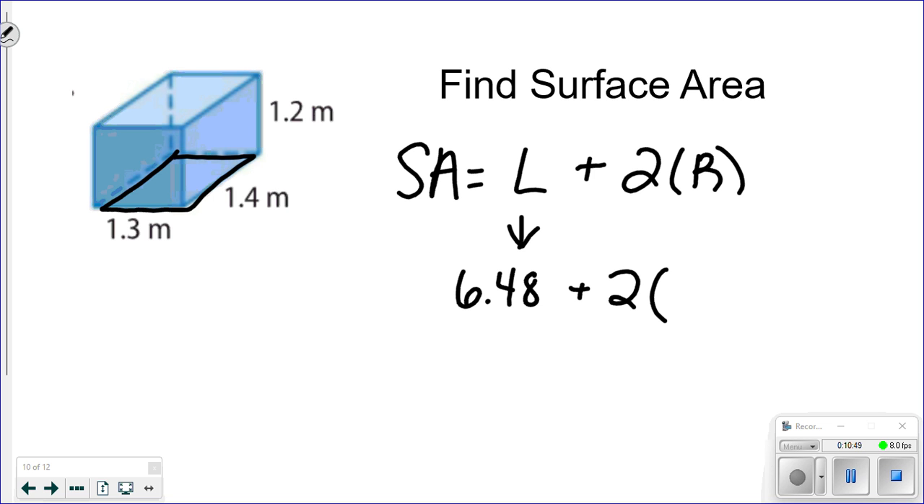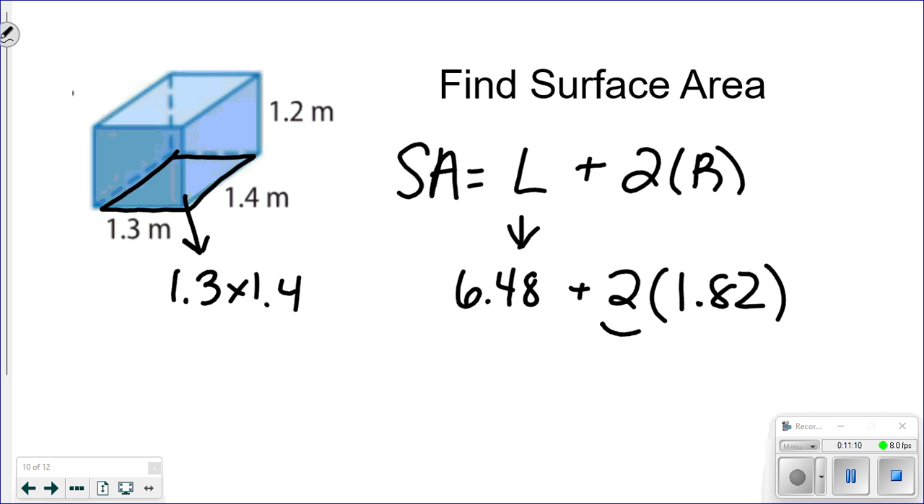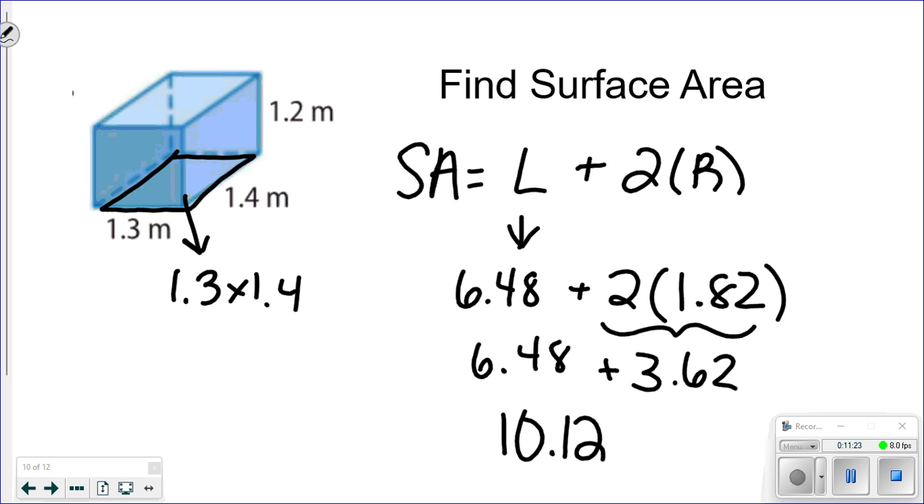Okay, so let's see, 1.3 times 1.4, because that's the area of my base there, is 1.82. Okay. And then we're going to take that times 2. This is 3.64 plus 6.48. And I got 10.12 meters squared. There we go.